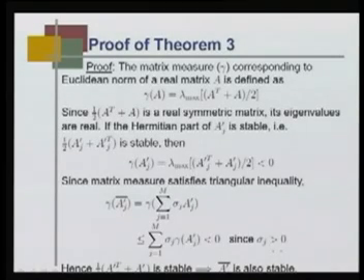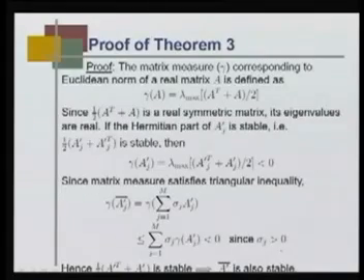So, the second theorem says, for a continuous time system, the overall fuzzy blending of these systems will be stable, provided the Hermitian part of the individual subsystems, this is my Hermitian part of the individual subsystem, is stable.